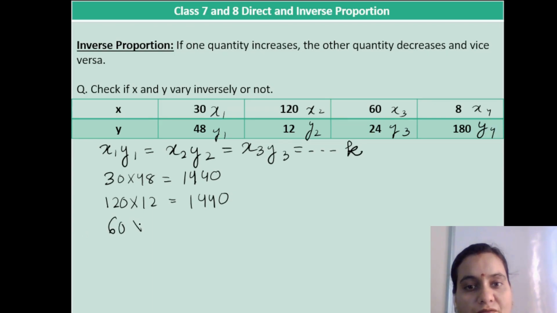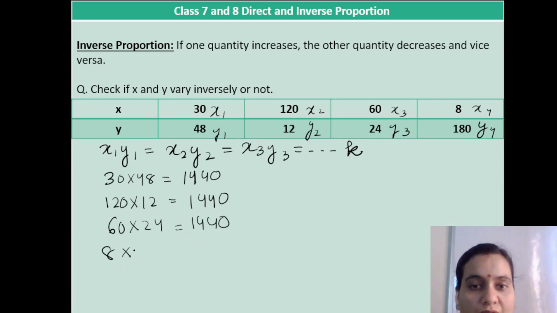Now what about x3 y3? If we try to find their product, 60 into 24, so again I'll write the 0. 6 4s are 24, 2 gets carried over, 6 2s are 12, 12 plus carried over 2 is 14, again 1440. Now 8 into 180, the last one.